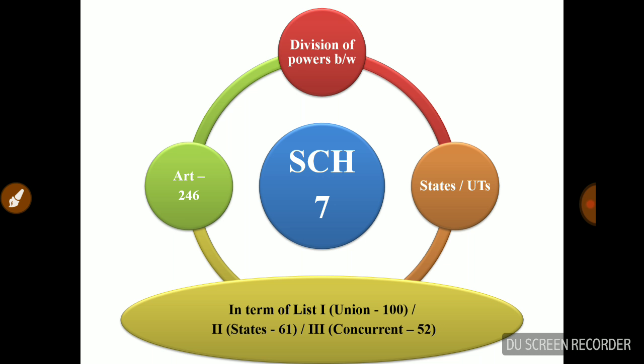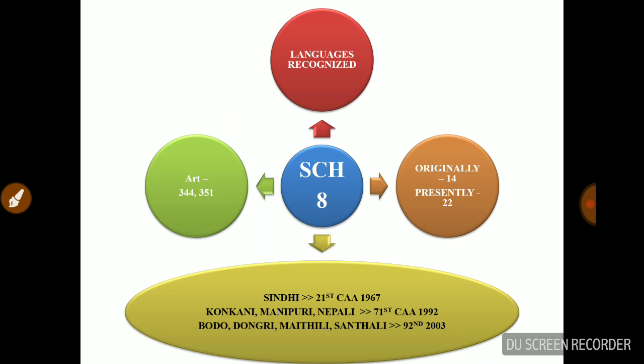But for some matters, the union and the state both have some kind of intervention, right? For example, the education system in India. The union has some kind of influence and the state is also interfering in it. Those kinds of matters are in the concurrent list. There are 52 matters in the concurrent list, 100 in the union list and 61 in the state list. Whatever is related to Schedule 7 is mentioned in Article 246. So don't forget this point.